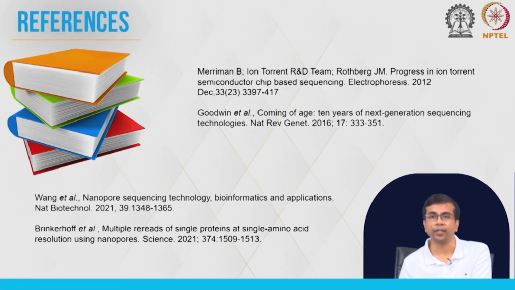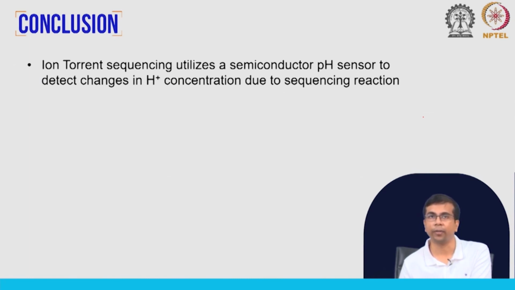So, here are the references that we have used for this class, and to summarize, we have talked about two sequencing methods in this class. The first one was ion torrent sequencing. The ion torrent utilizes a semiconductor pH sensor, and it detects changes in H plus ion concentration when the sequencing reaction is going on.